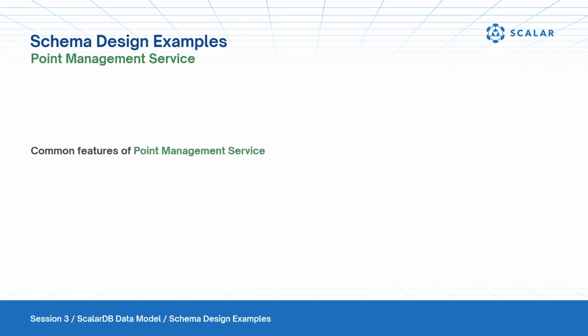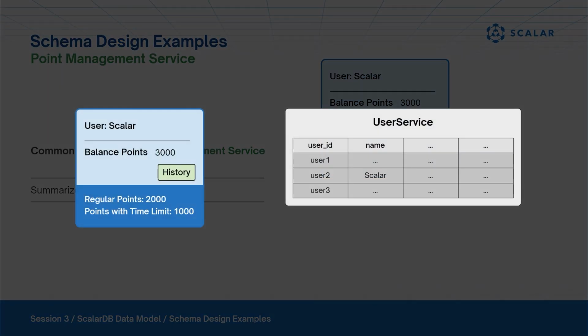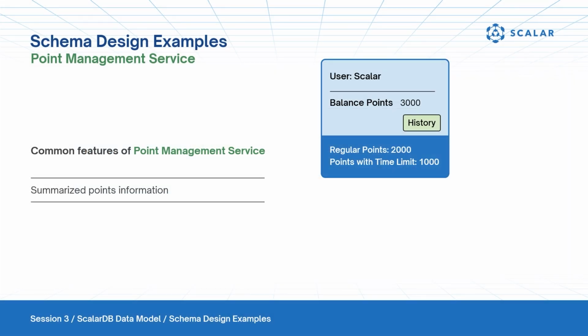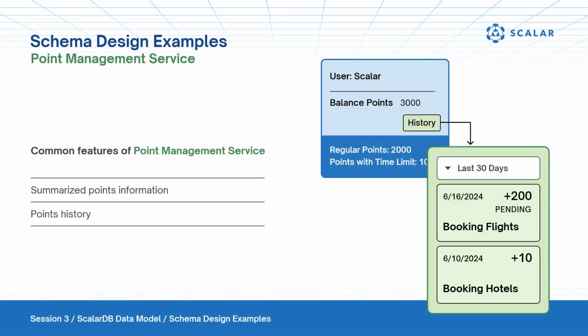They usually have two main functions. One is summarized point information for each user. It is assumed that user information is managed by a separate service, such as user service. In the point management service, the point information is linked with key information of user service, such as user ID, to identify the information for each user. And the other feature is points history. It keeps a record of the date on which points are issued, the corresponding transaction, and so on.